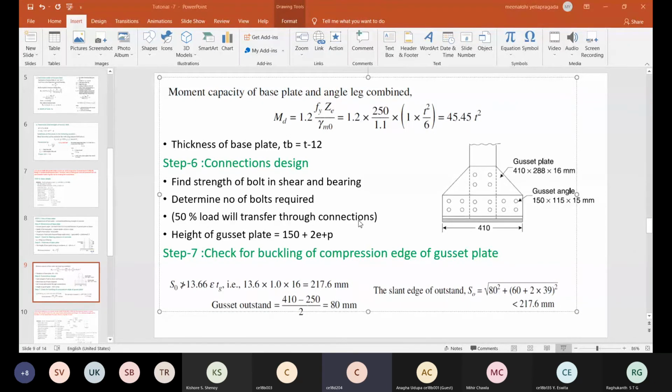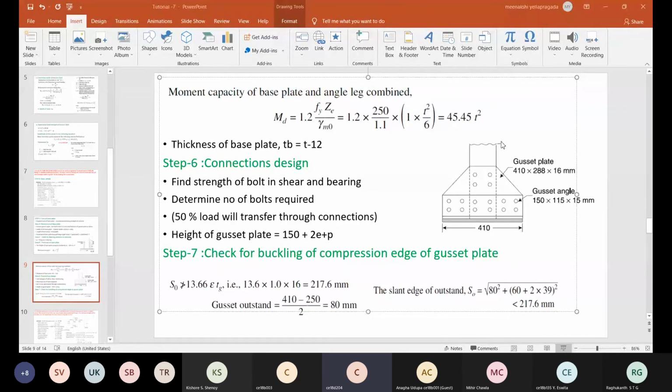Once you calculate the design part, we have to check whether the gusset plate compression edge is under buckling or not. For that, you have to check whether S naught is greater than or equal to 13.66 times epsilon times Tg. Tg is nothing but the gusset plate thickness. Epsilon is nothing but square root of 250 by Fy, which is 1. So once you calculate, you will get 217.66 mm. So you have to calculate S naught.